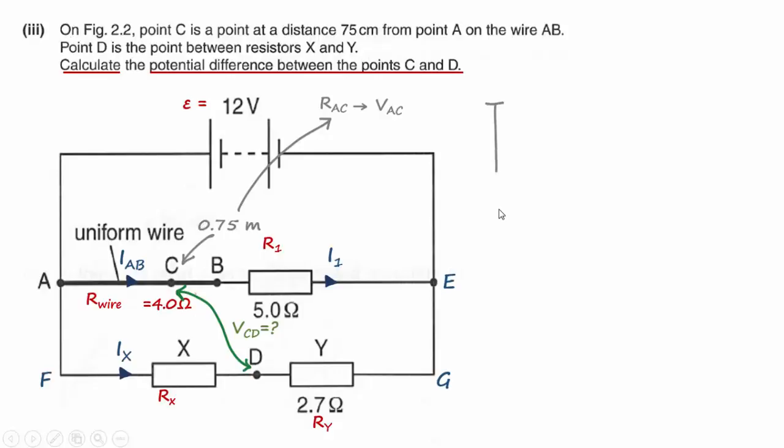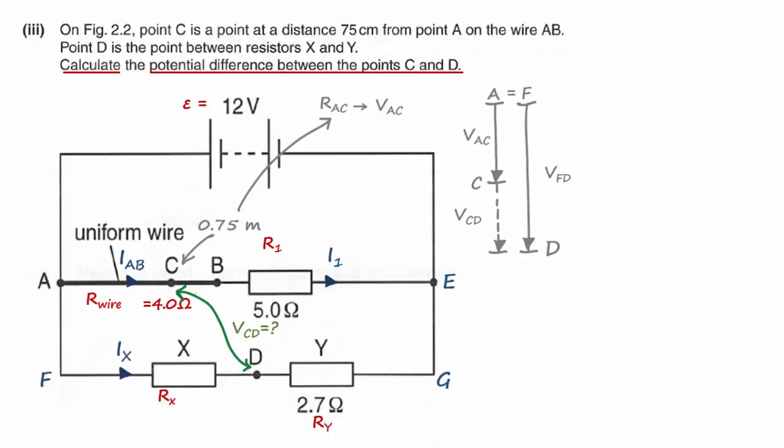If we have the potential difference across AC, and if we are able to find the potential difference across FD, we know that the potential at A is equal to the potential at F. Taking the difference between these two quantities will allow us to determine the potential difference across C and D. We can now go and work out the problem.